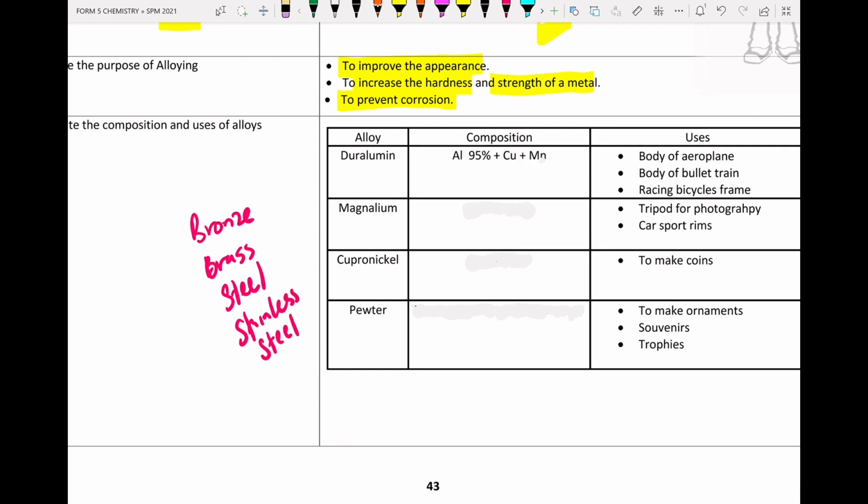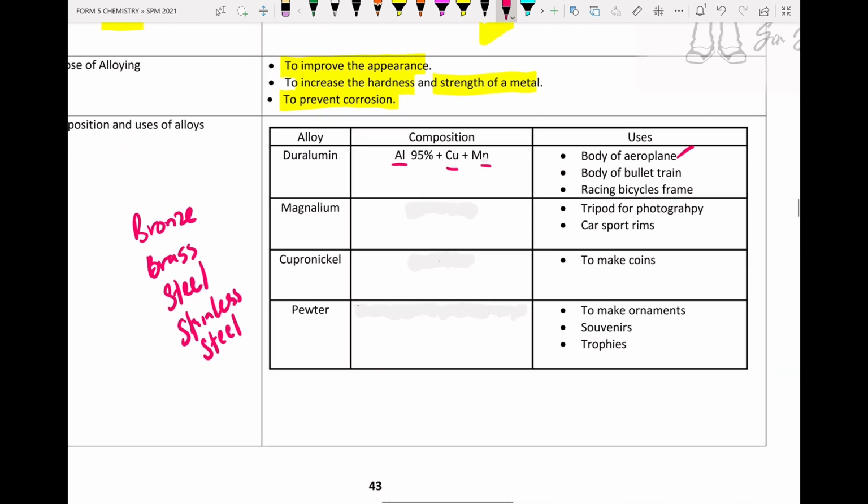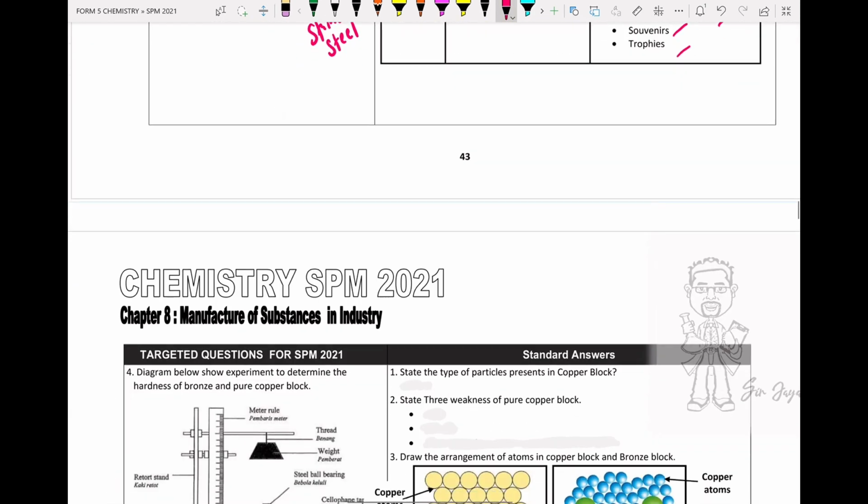Duralumin. Duralumin's main composition will be aluminium, copper, manganese. It is used to make aircraft bodies, bullet train bodies, racing bicycle frames. Magnesium alloy is used to make car sport rims, tripods for photography. Cupronickel is used to make coins. Pewter contains tin, antimony, and copper and is used to make souvenirs, trophies, and ornaments. Okay, please remember all these. Okay, we go for the next one.